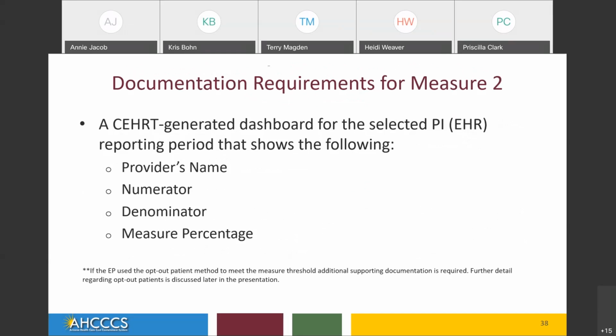Documentation requirements for Measure 2. The EP must provide a Cert-generated dashboard for the selected PI reporting period that shows the following: the provider's name, numerator and denominator, and measure percentage. If the EP used the opt-out patient method to meet the measure threshold, additional supporting documentation is required. Further detail regarding opt-out patients is on the next slide.